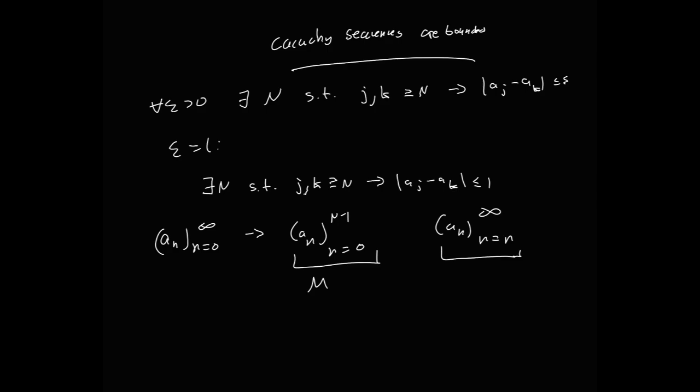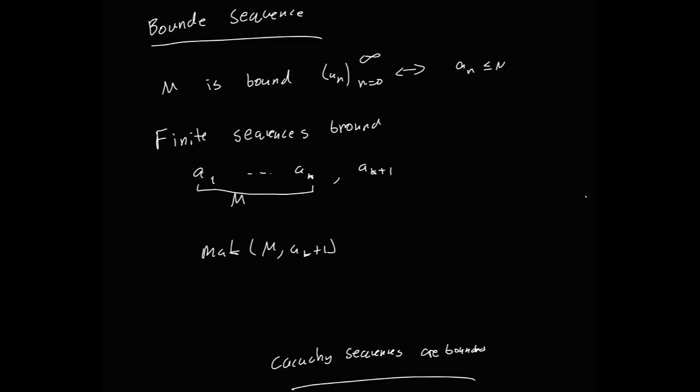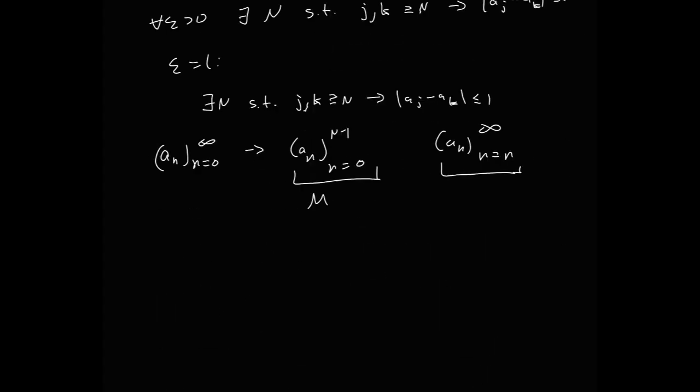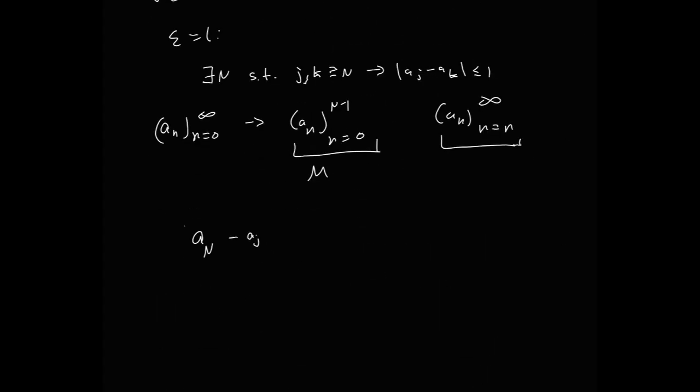So what we can do is we note that, let's just take a_N, a big N. So a_N minus any a_j in this sequence is less than or equal to 1. So what does this mean? Well, what this means is that, using the triangle inequality, a_j is bounded by the sum of these.